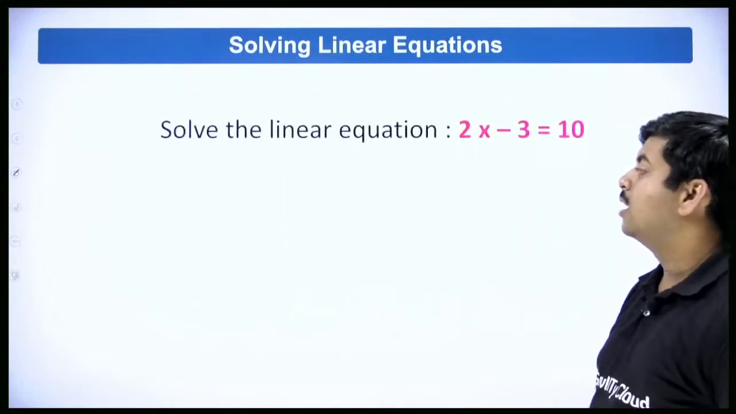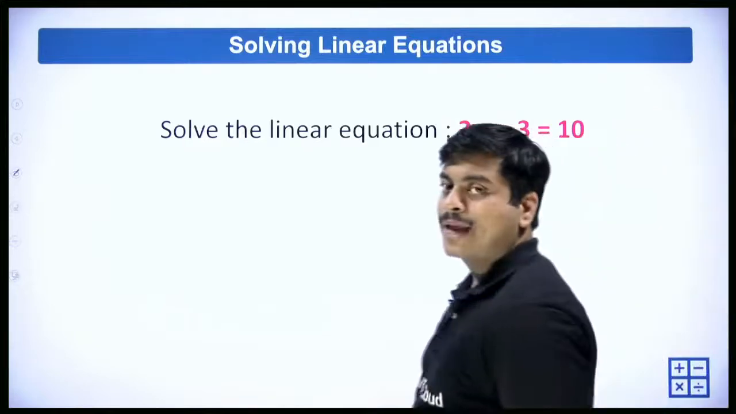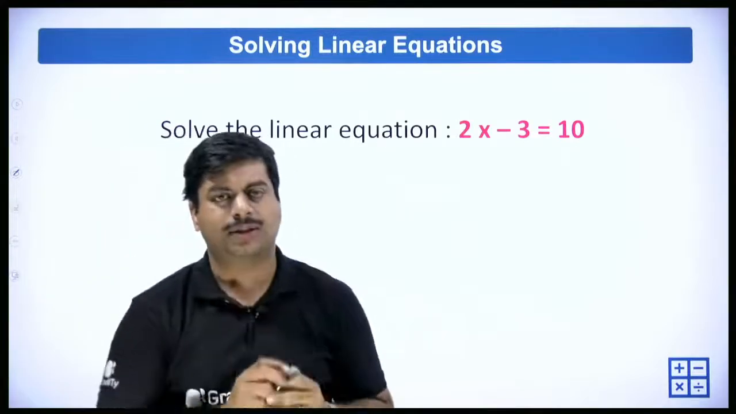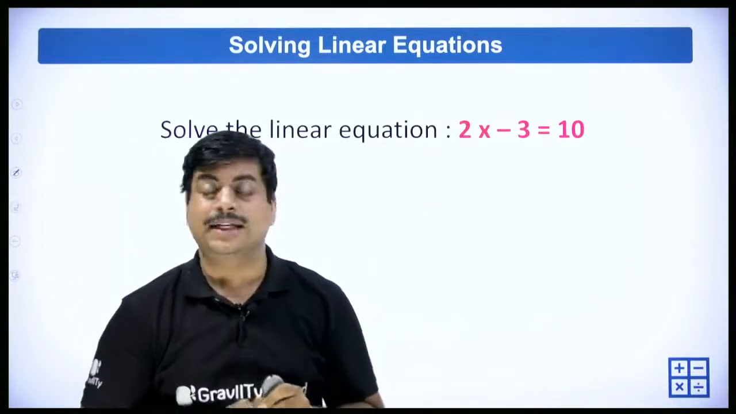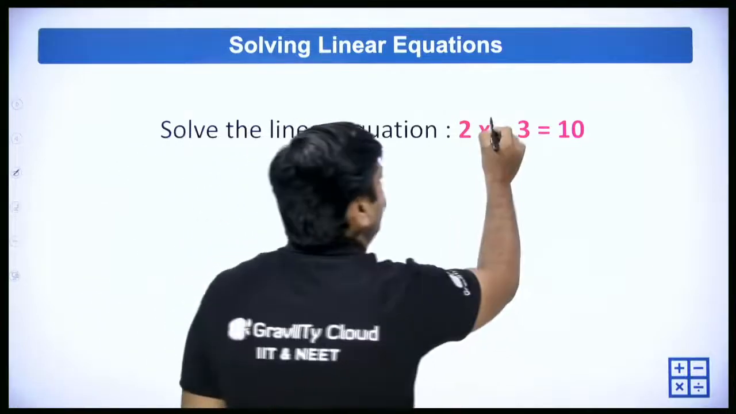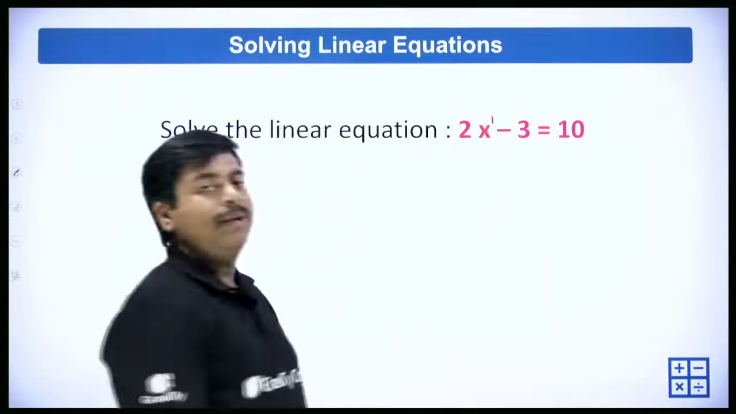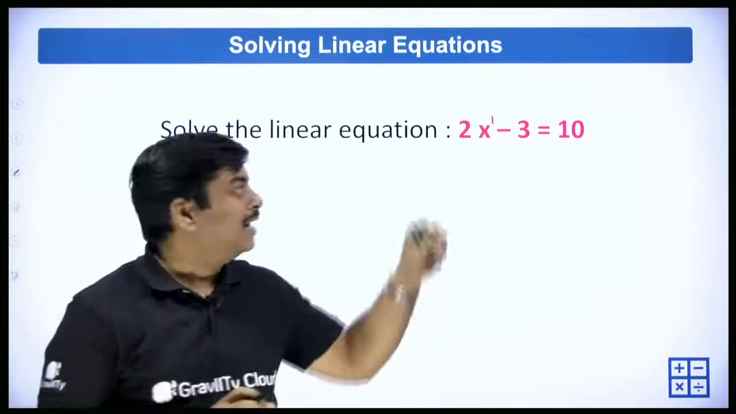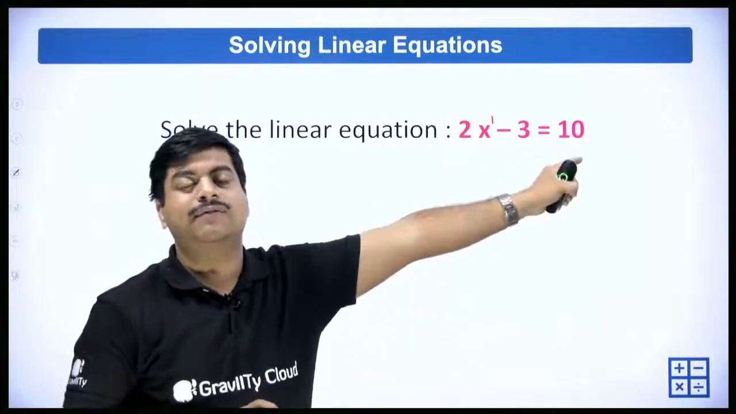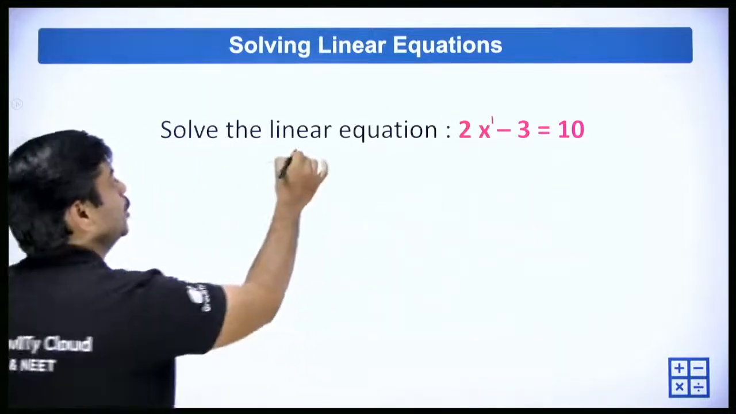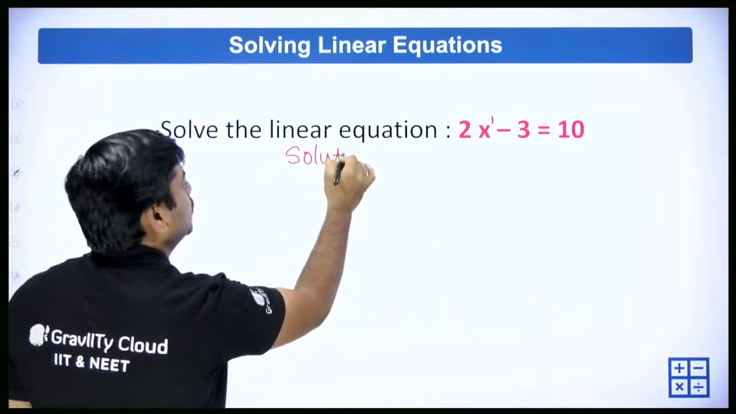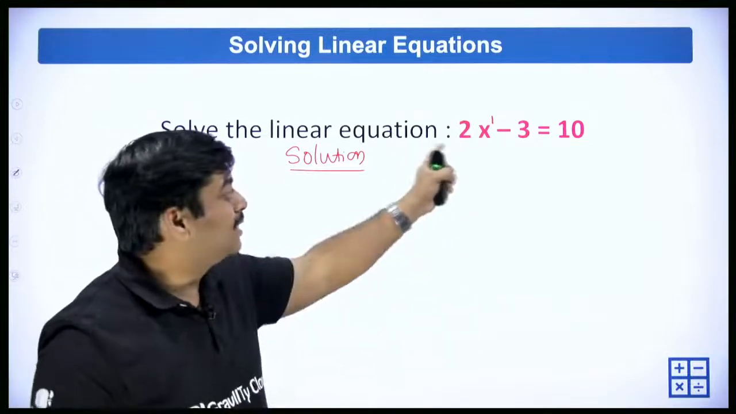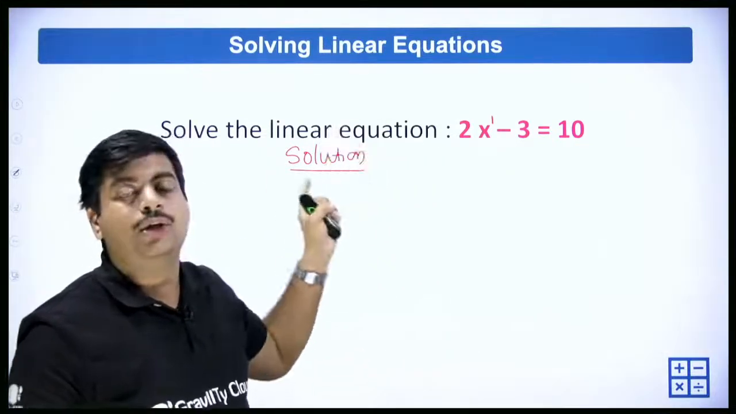So let's move ahead. Okay, solve the linear equation. How to solve equations? We just discussed what are linear equations. Is this a linear equation? Yes, why? Because x power 1, 2x power 1 minus 3 is equal to 10. So now the point is how to find the value of x which satisfies this equation, which is called the solution of the equation. The value of x which satisfies this equation is called a solution.